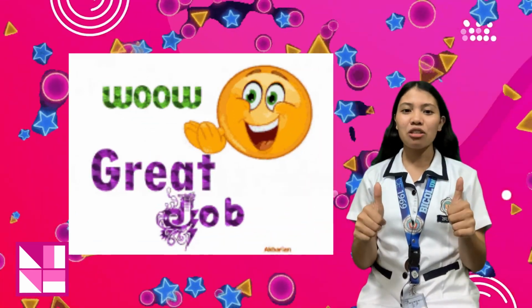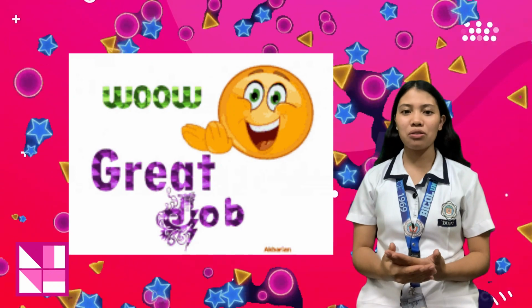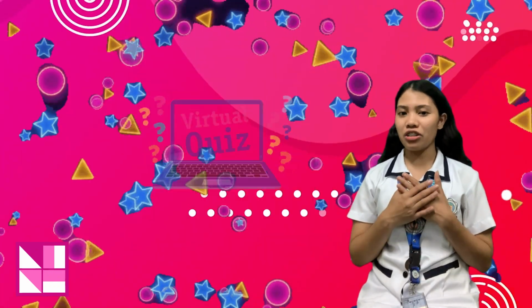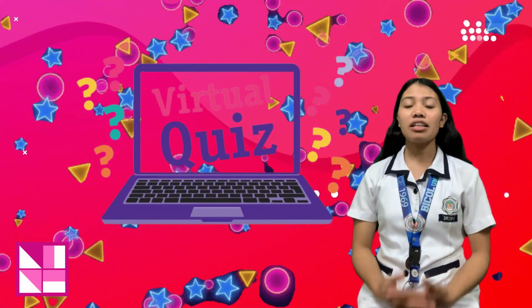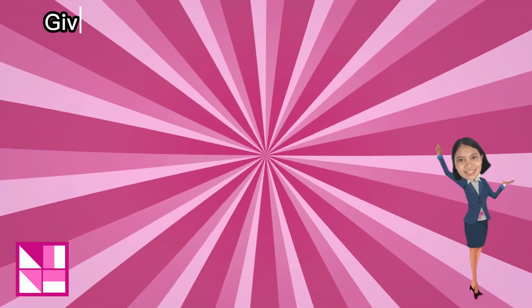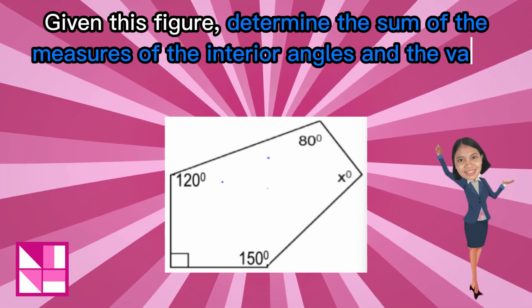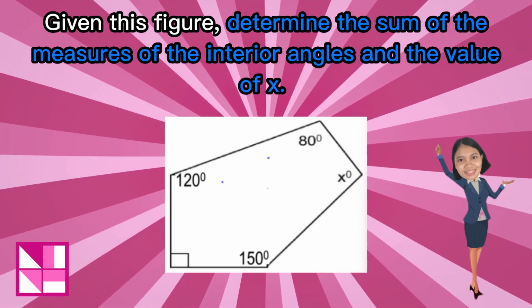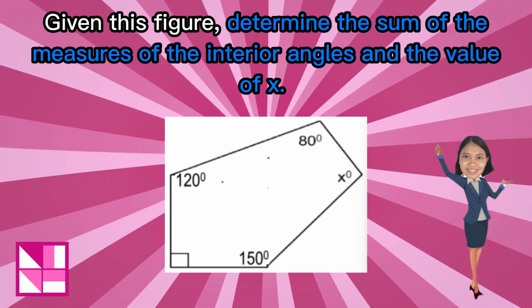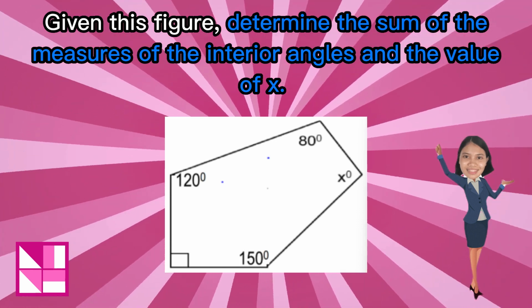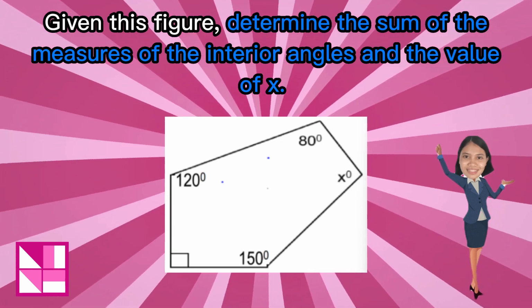Good job! To find out whether you learned something today, let's have a learner's virtual quiz. Let's now start. Given this figure, determine the sum of the measures of the interior angles and the value of x. You have 5 minutes to answer this item. Are you all ready? Timer starts now.